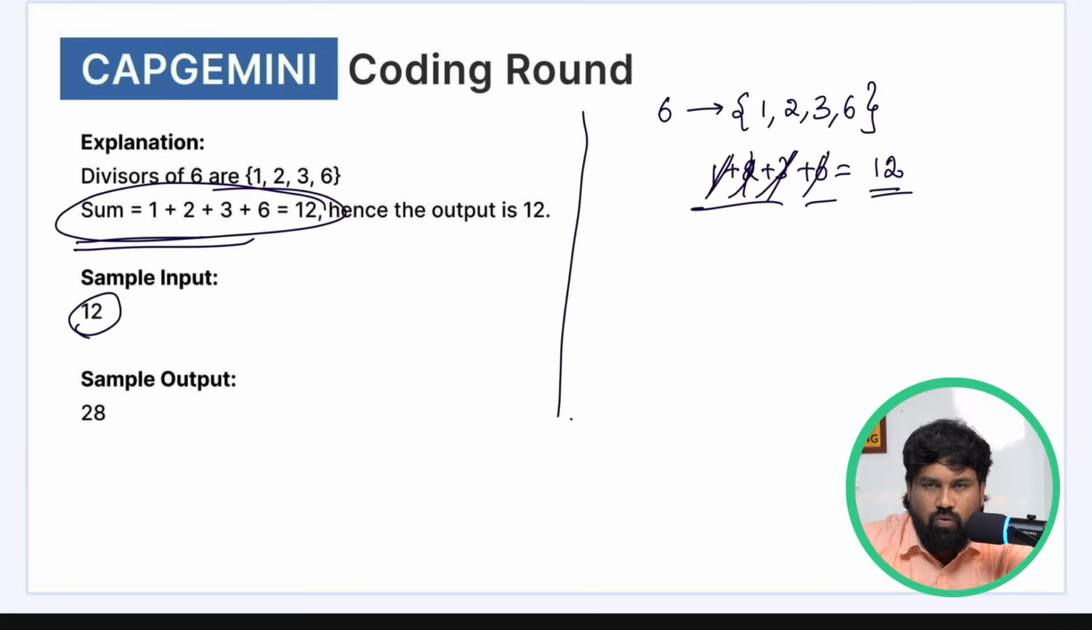For example, if you consider 12, 12 will be divided by 1, 12 will be divided by 2, 12 will be divided by 3, 12 will be divided by 4, 6.